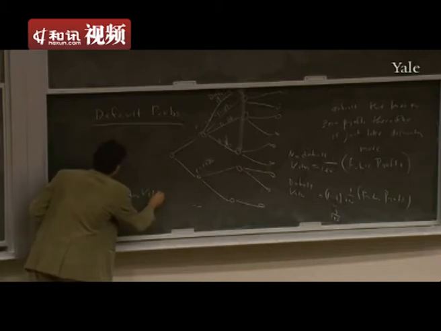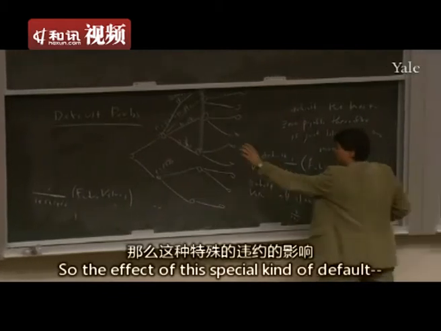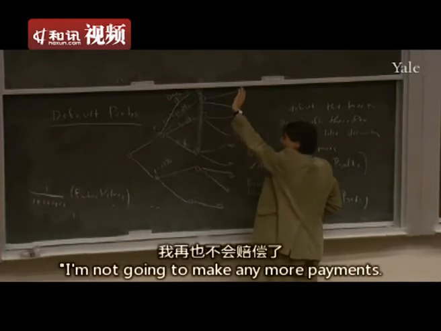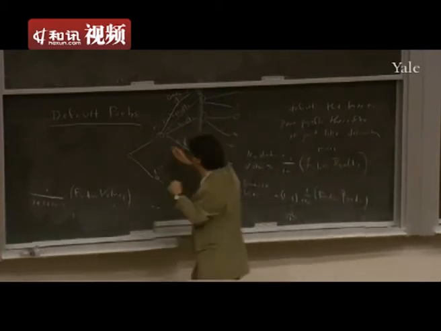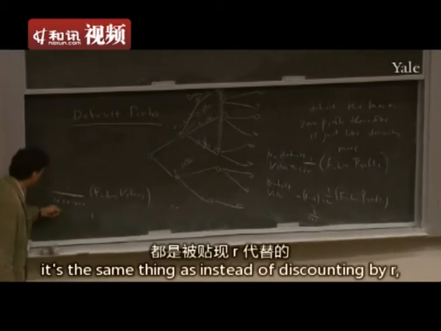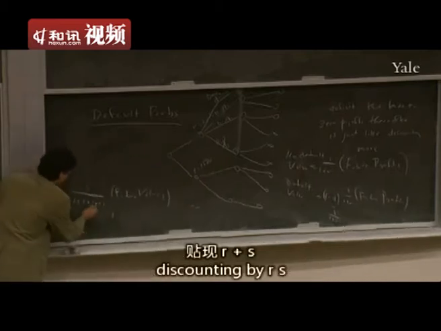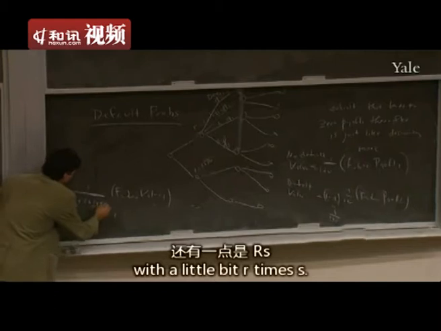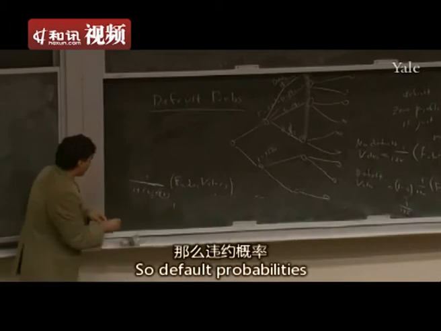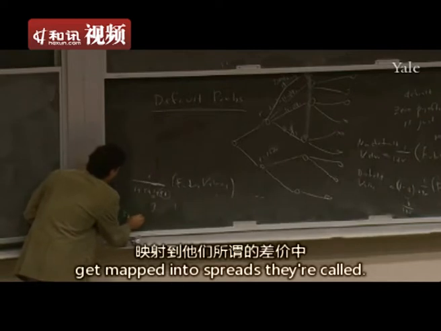So the effect of this special kind of default, where we just get 0 thereafter, you know, the guy decides after this payment, I'm not going to make any more payments, I'm defaulting from then on, is the same thing when valuing the future payoffs as instead of discounting by R, discounting by R plus S with a little bit of R times S. If R and S are small numbers, this is probably quite a small number. So default probabilities get mapped into spreads, as they're called.